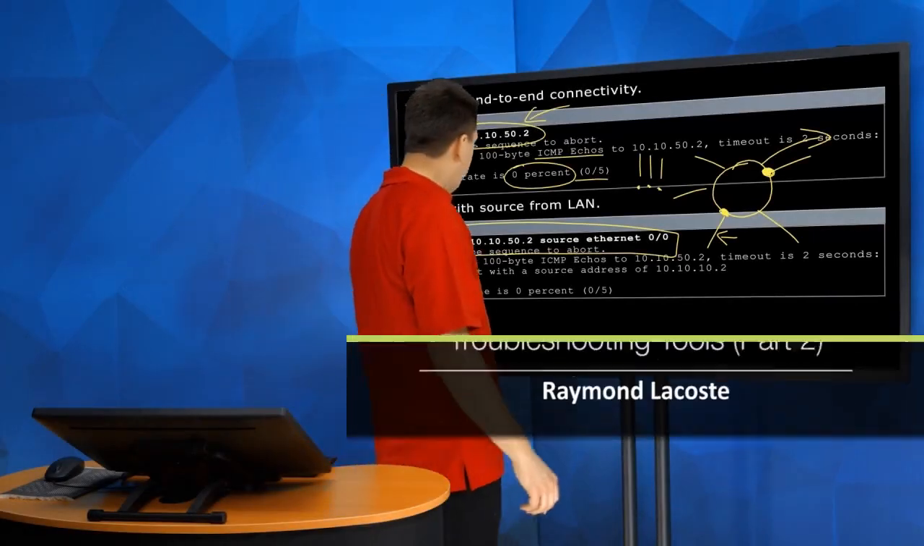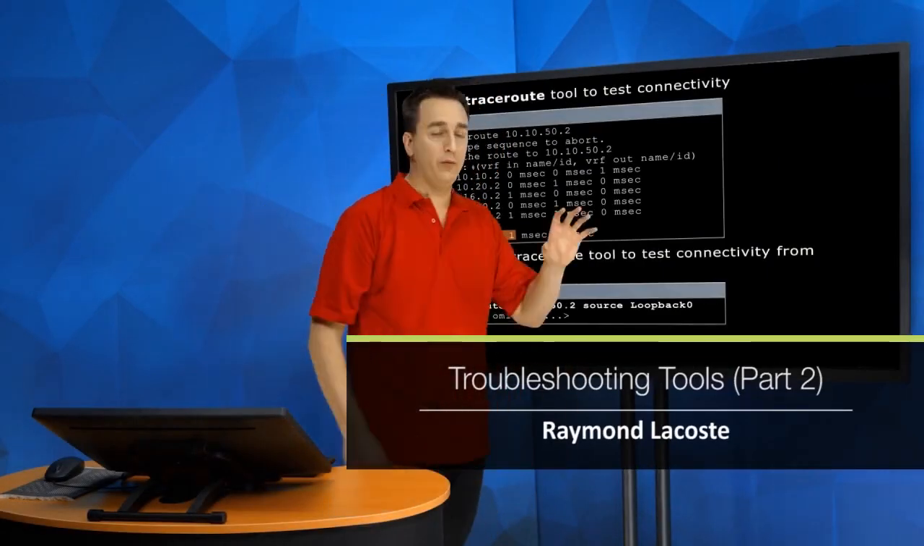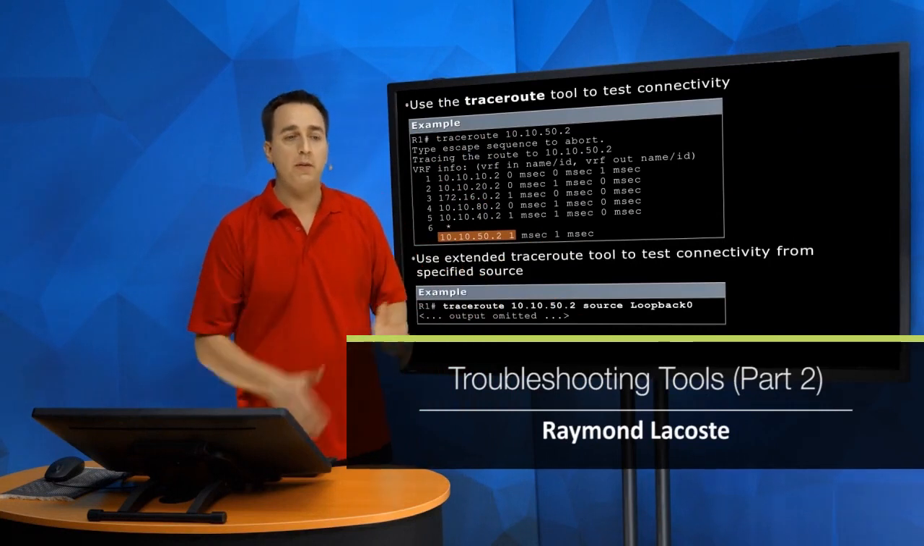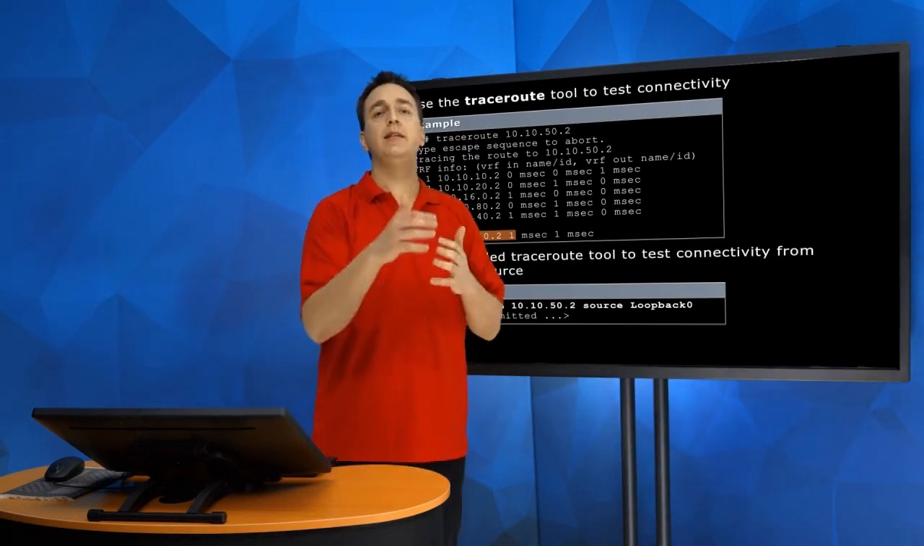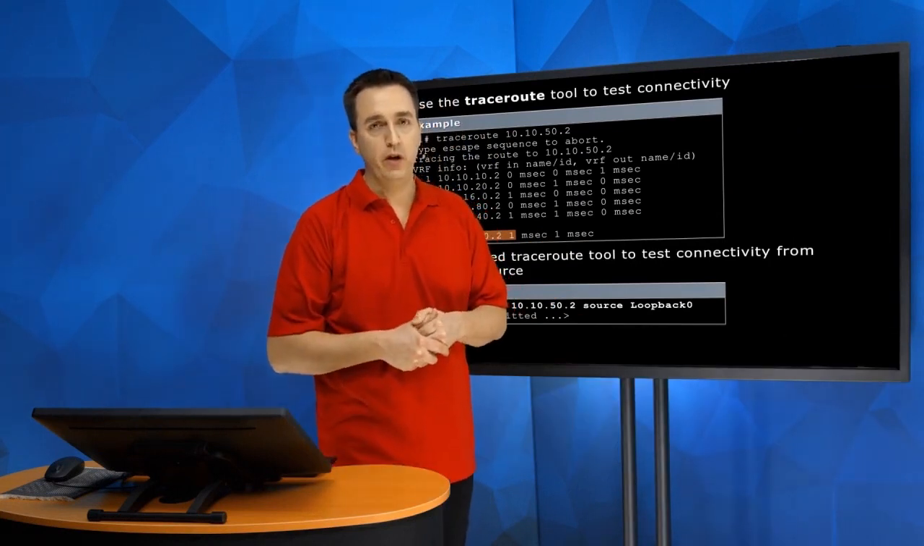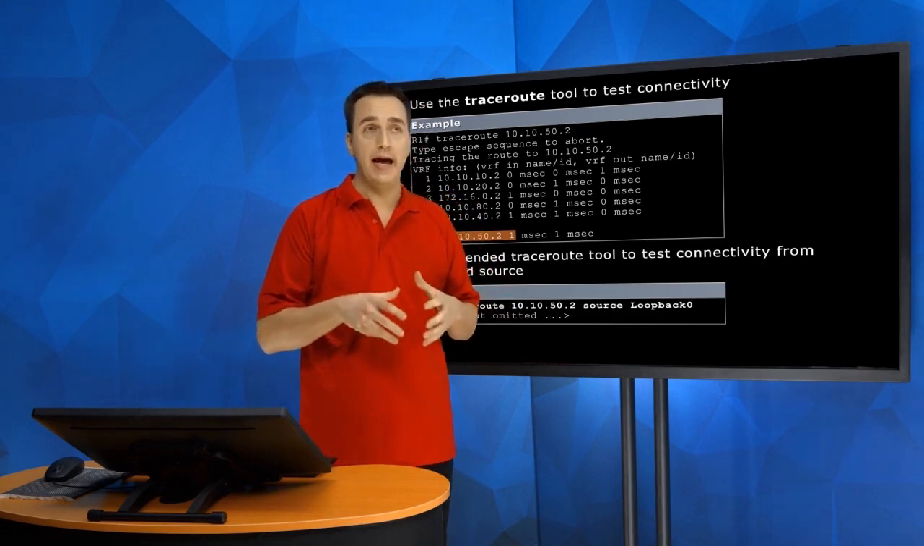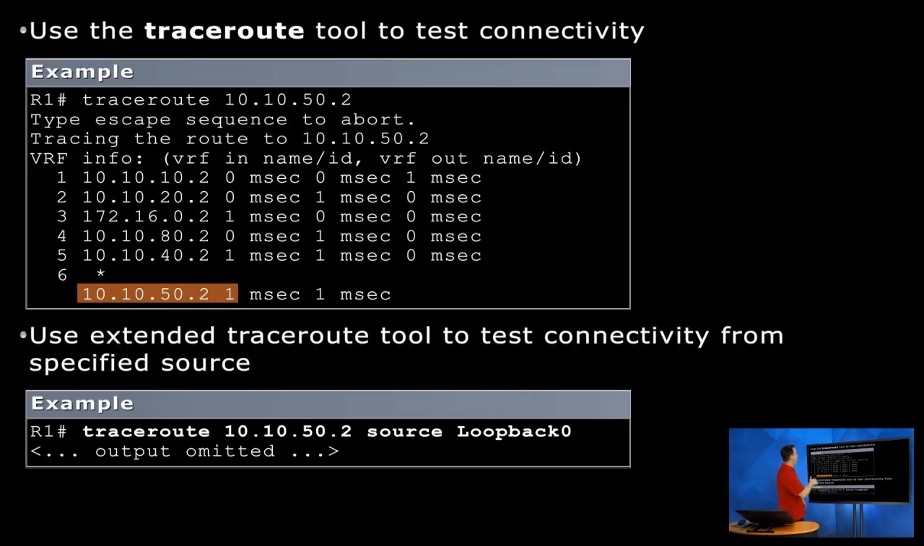Now, what if we wanted to verify not only if we have connectivity, but the path that was chosen to get to that destination? Well, we can use traceroute to do that. So in this example, we typed in traceroute 10.10.50.2.